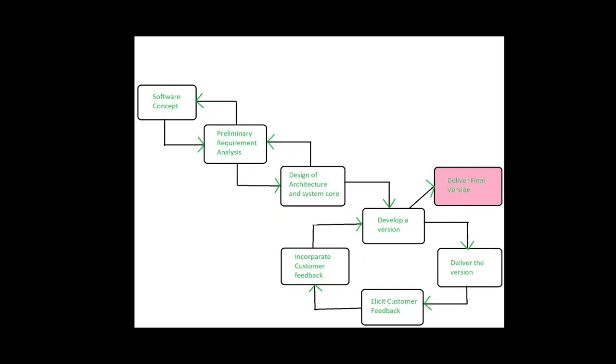First, in the evolutionary model, we have the software concept. After the concept is clear, the preliminary requirement analysis phase is done. We analyze the requirement data for software development, and after that comes the design of architecture and system core. After designing the system, we can develop a version, deliver the version, elicit customer feedback and incorporate customer feedback.